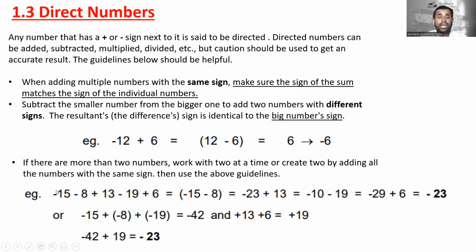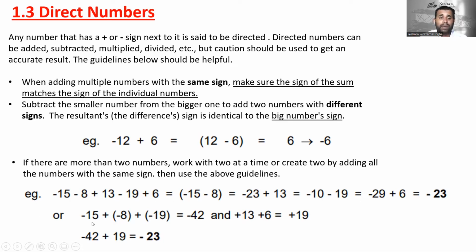All right, there are two methods. So the first method, -15, we can add one by one like this. -15 minus 8 equals -23. Then -23 will be added to +13. Then the answer should be, my answer is -10. Then -10 minus 19, then the answer is -29. -29 plus 6 is -23.